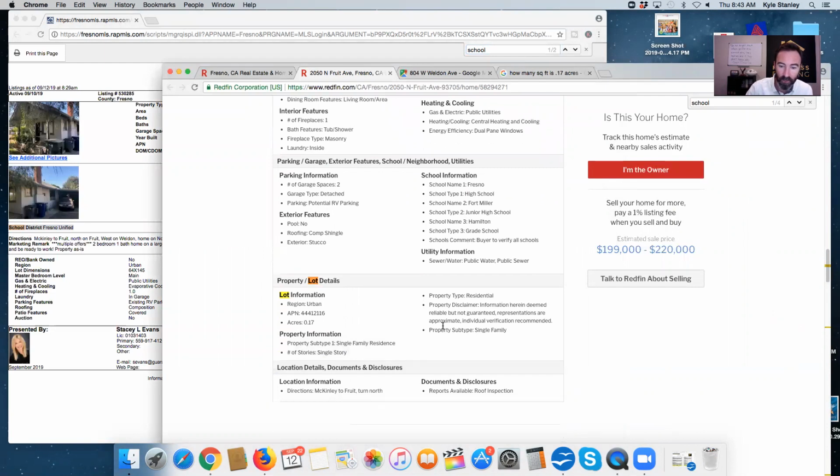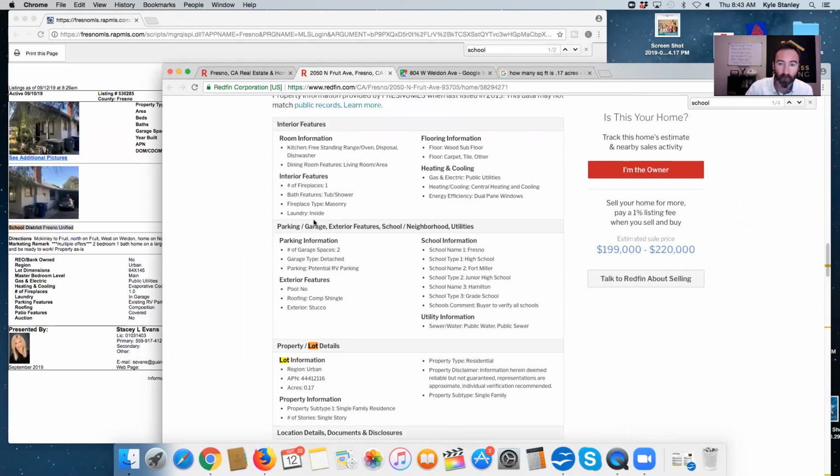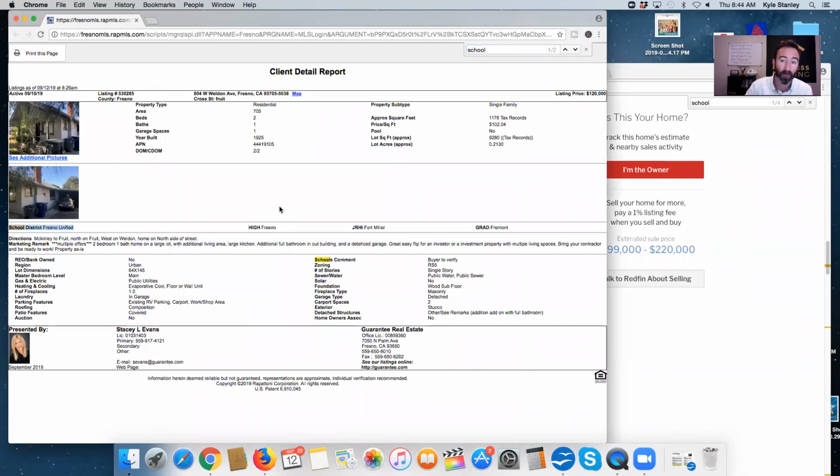What other information can I look at here? No pool, roofing, stucco, garage spaces. Okay, so this is heating and cooling. That's definitely a big one. So I need to make sure that mine also has heating and cooling. Once again, we've already been told by my realtor, by my source, that this one needs heating and cooling. Look at that evaporative cool floor unit.